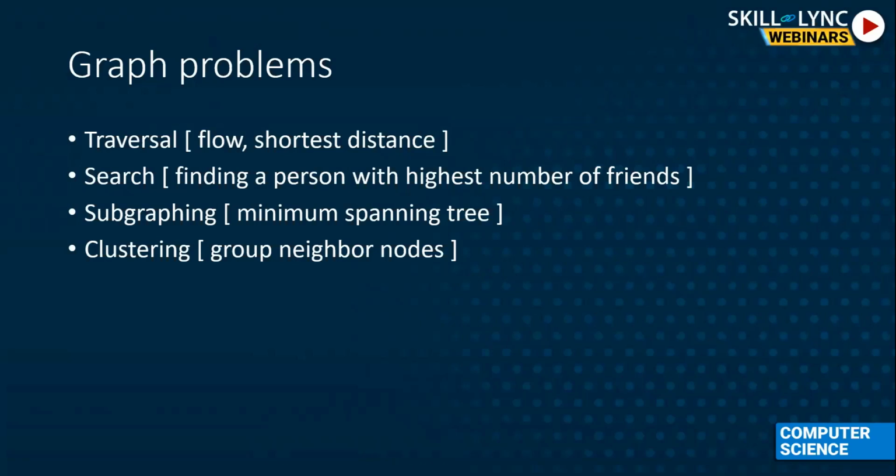We can also do some kind of subgraphing in the graph. For example, given a graph, give me a minimum spanning tree. I'll not go into the details of the minimum spanning tree, but just to give an example of what kind of different problems exist in computer science related to graphs. Clustering is where I work the most. Clustering is how you group similar nodes together, and this is also one of the graph algorithms. We can use k-means algorithms and so on to get those clusters.